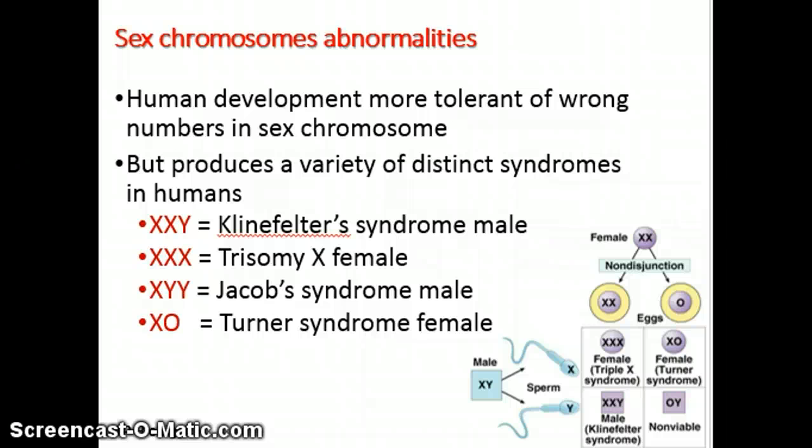There are a variety of distinct syndromes in humans, and these are 4 of them. We already talked about Turner syndrome, where the female is missing one of the X's, but there's also what we call Klinefelter's syndrome in males and Jacob's syndrome in males. You can see what happens here. In Klinefelter's, the male gets an extra X. In Jacob's, he gets an extra Y. And in trisomy X, the female gets an extra X.